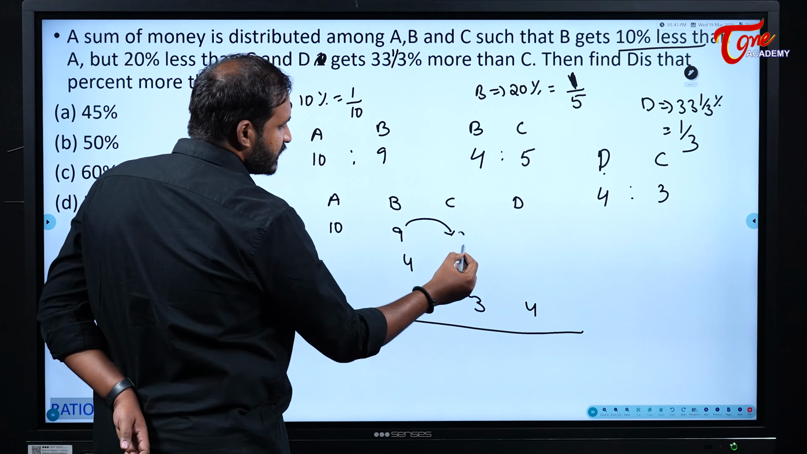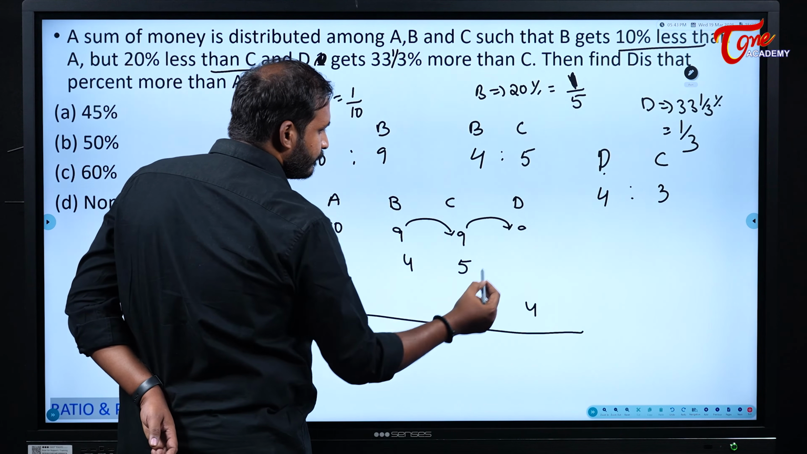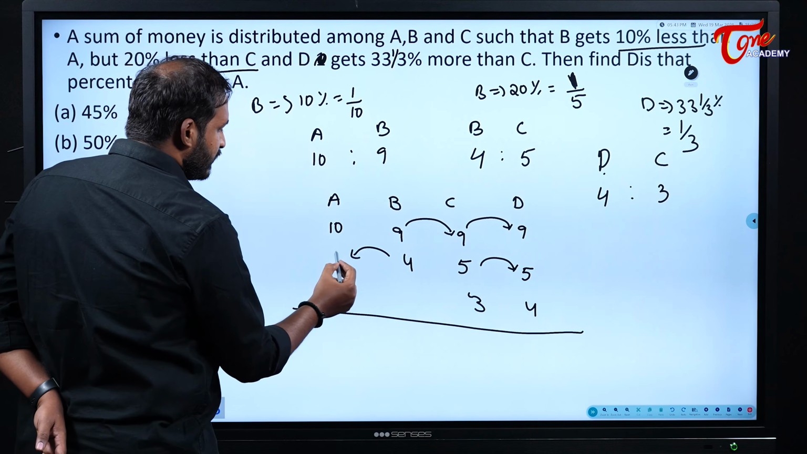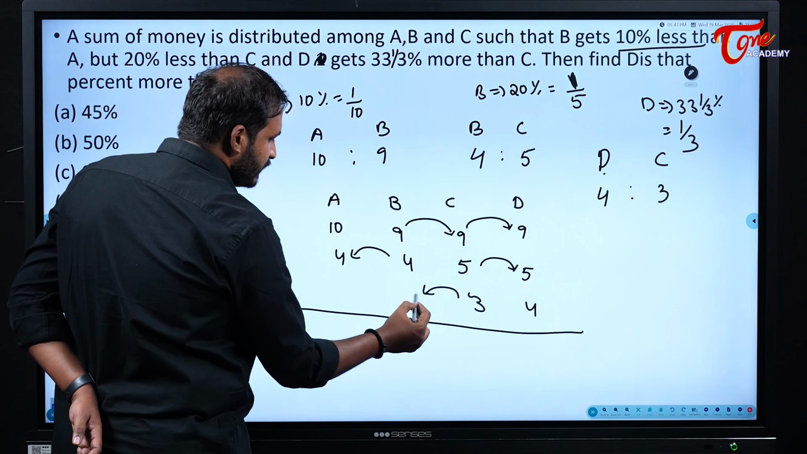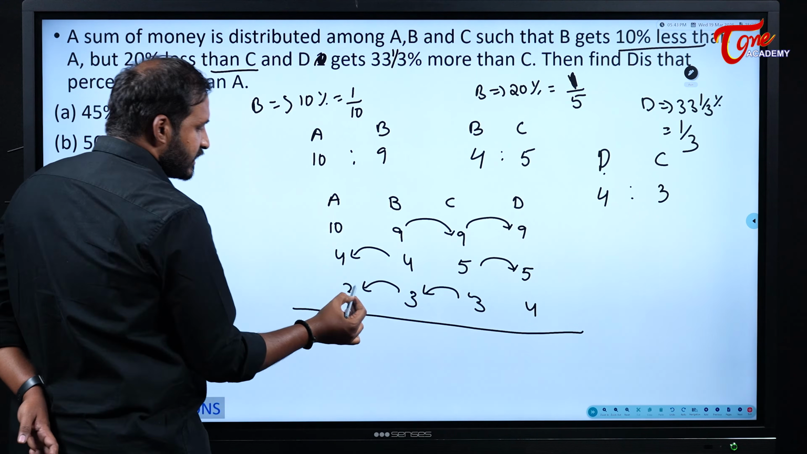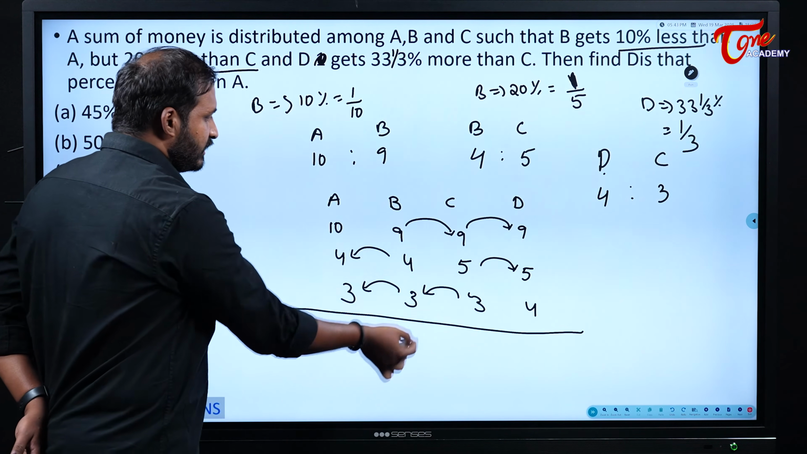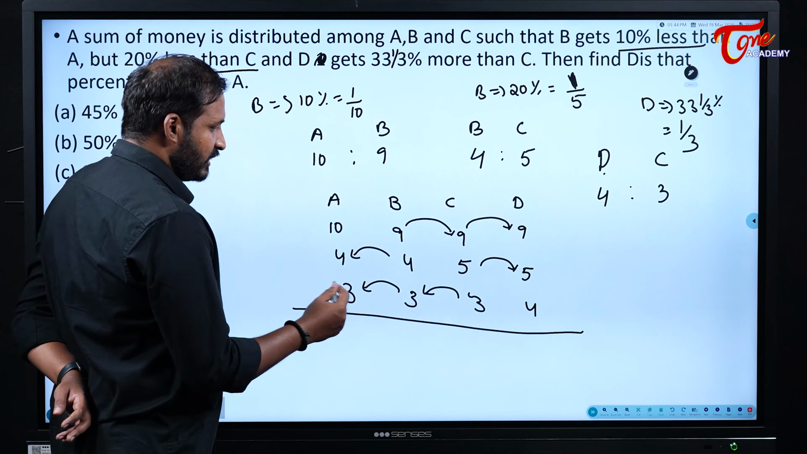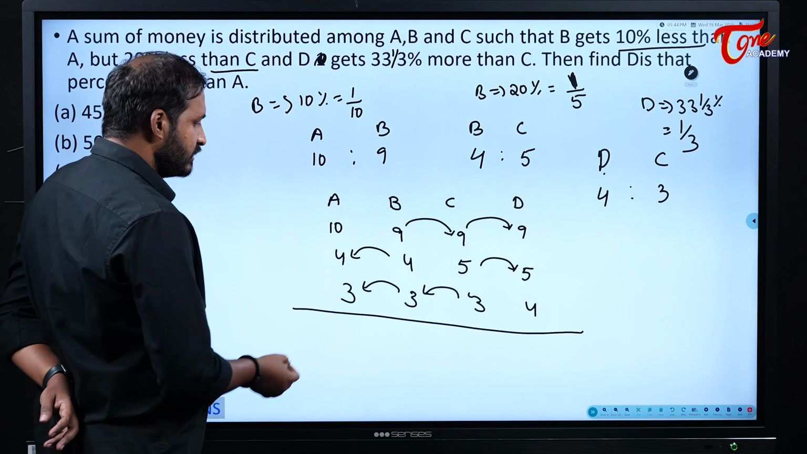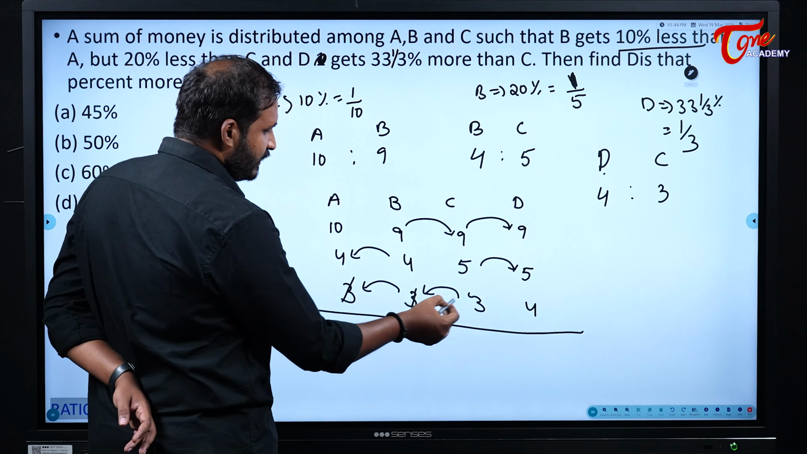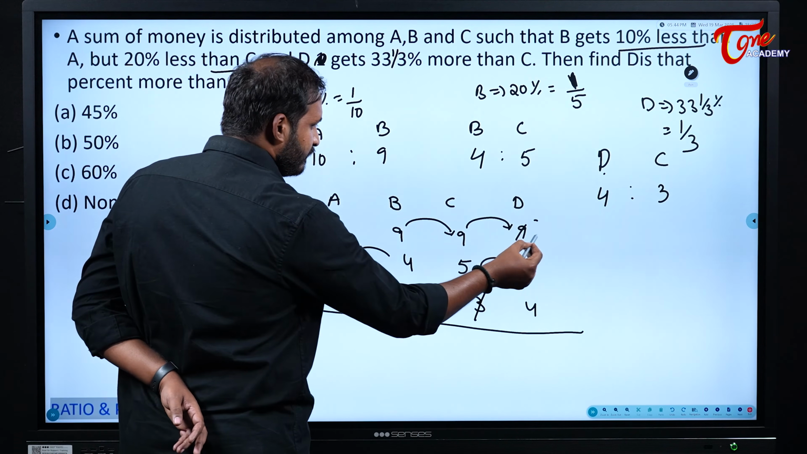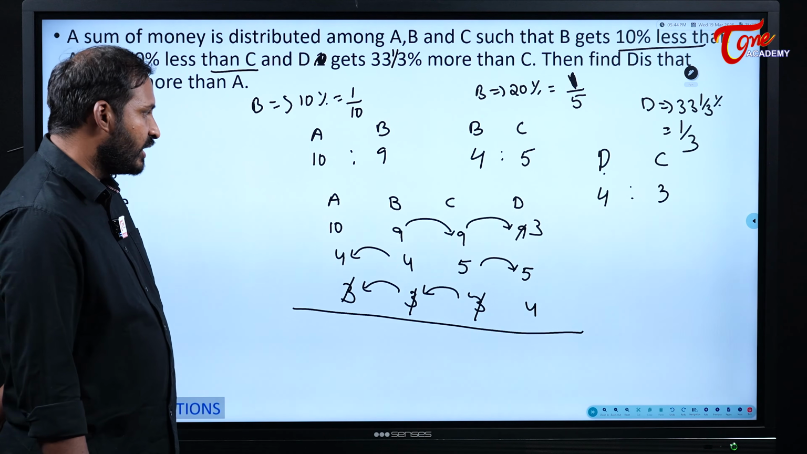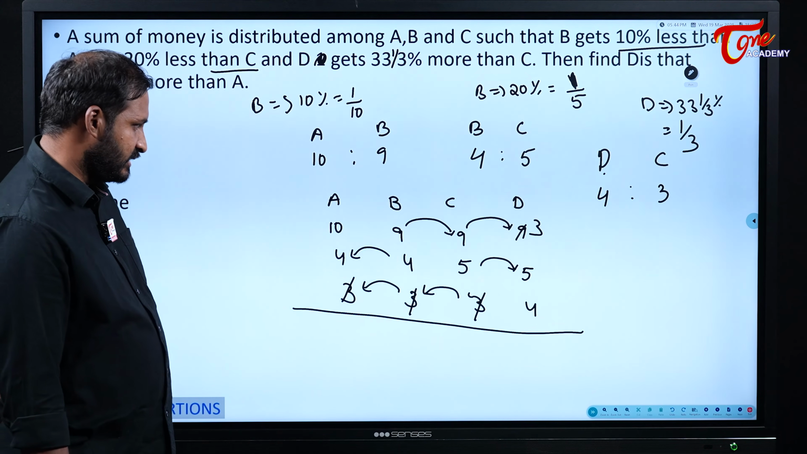Now join the ratios. Here I have empty space, I will write 9. The same 9 will go here. Here I will write 5, and here I will write 4. Here I have 3 and the same 3 will come here. As I have already told you, if you have anything common in these sections, try to cancel them here itself. Don't waste your time cancelling at other times. So 3, 3, 3, 3 will get cancelled. Do we have any other choice? We cannot cancel further.